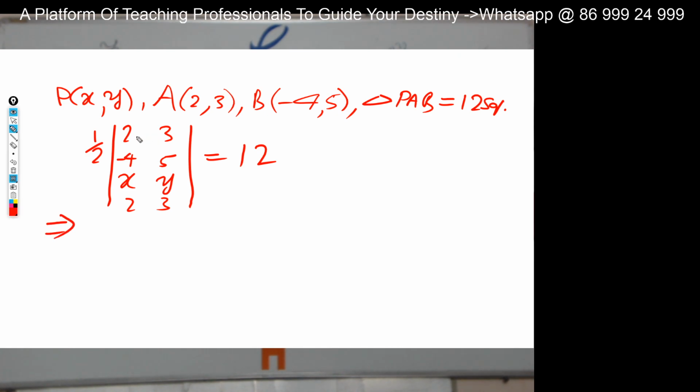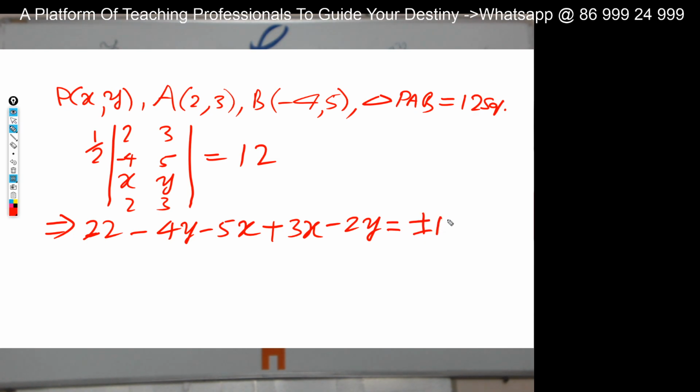Now this is 10 plus 12, 22, and this is minus 4y minus 5x, and it is 3x minus 2y. I am eliminating modulus there. When you eliminate modulus, inside the modulus you may have plus or you may have minus, but what result you get is plus always. That is why we don't know whether the inside quantity is plus or minus. That is why we write plus or minus 12.